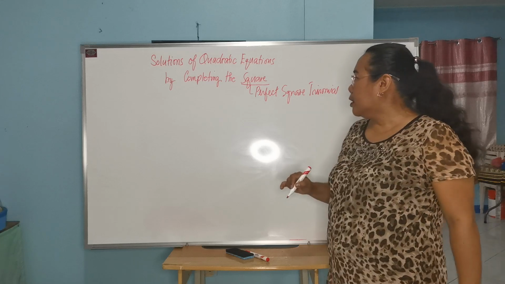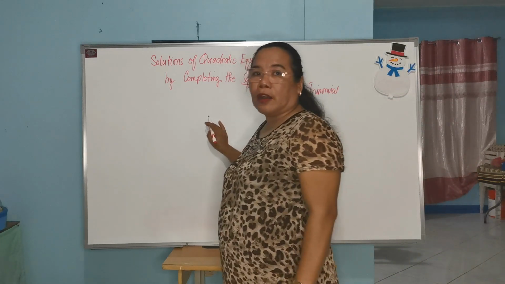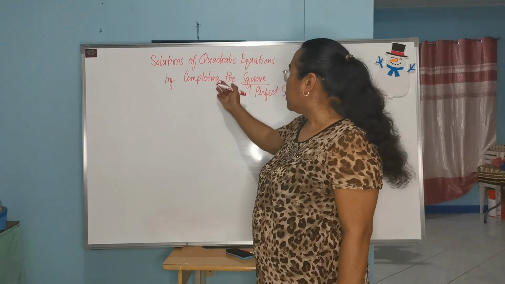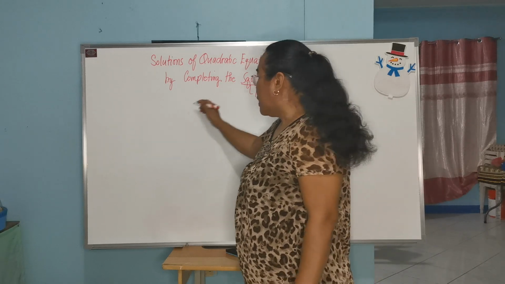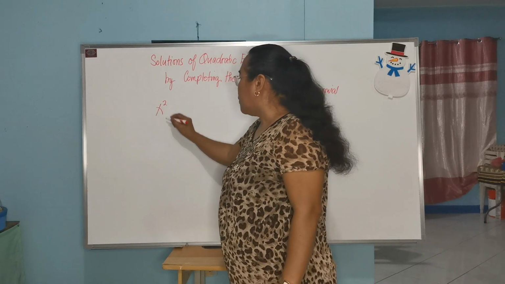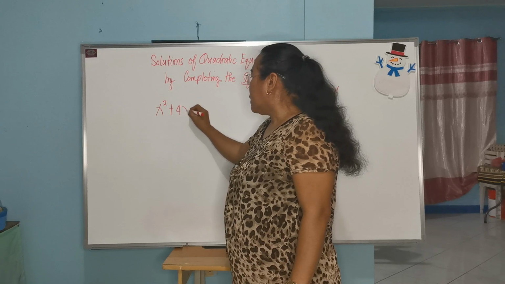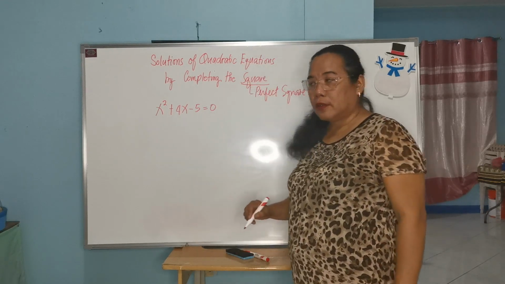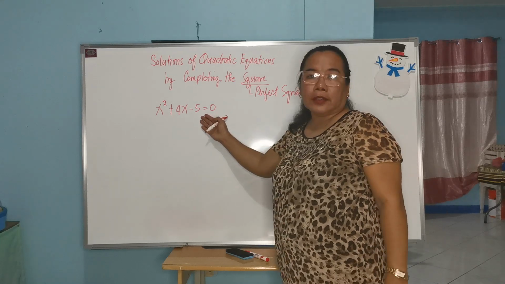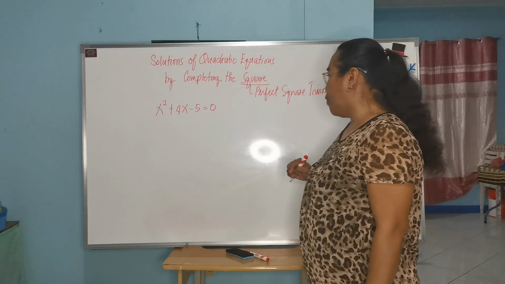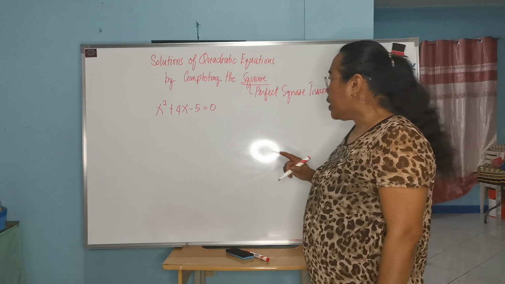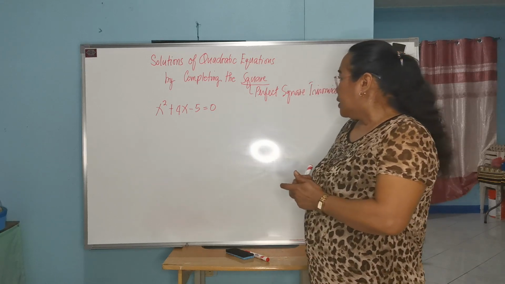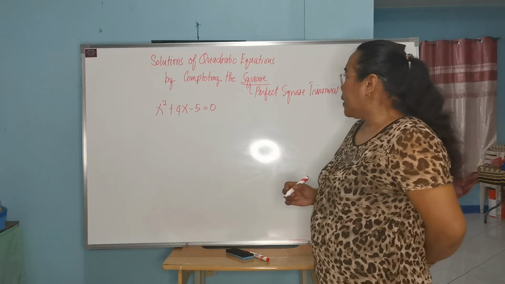Okay? So let's have an example of a quadratic equation that we could solve by completing the square. For example, we have x squared plus 4x minus 5 is equal to 0. You notice that this is already in the standard form. So we are going to apply the 5 steps in completing the square.